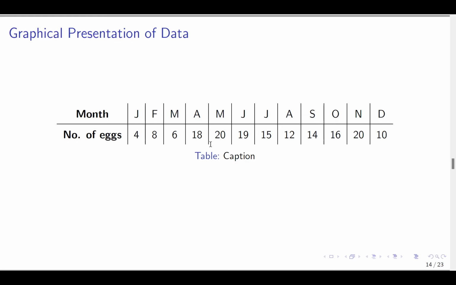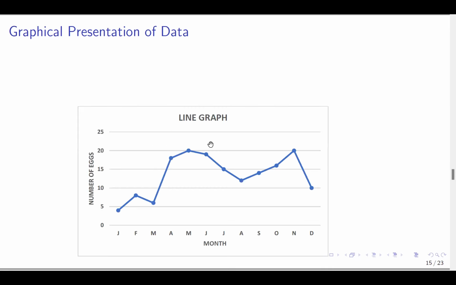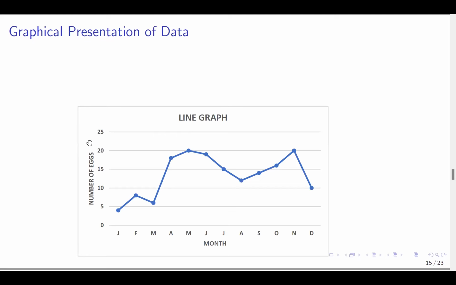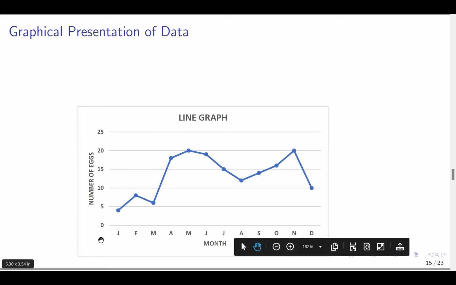So if you want to present this as a line graph, which is also a graphical way of presenting your data, you have to present this in a graph like this, where your vertical axis represents the number of eggs, and your horizontal axis represents your month. So you have your months labeled on your horizontal axis. If you look at our table, the least count of eggs is 4, and the maximum count of eggs is 20. So in drawing your vertical axis, you should make sure that 4 falls within and 20 also falls within. Here we extended it a bit to 25.